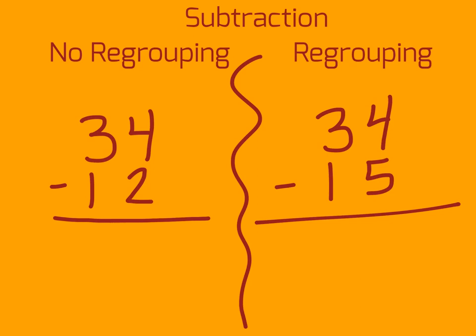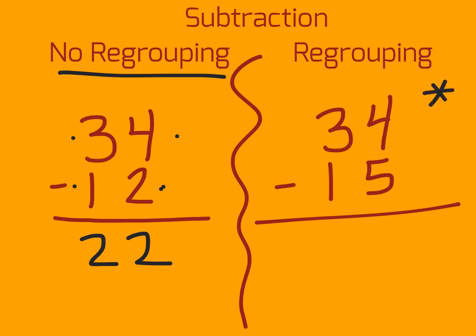Now here is subtraction. First I'm going to do no regrouping. Now I check. Okay, well if I have 4 Skittles, I can give 2 away and I'd still have 2 left. Then I take 3, take away 1, is 2, so my answer is 22.